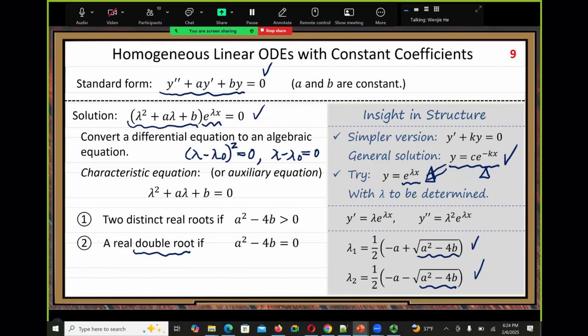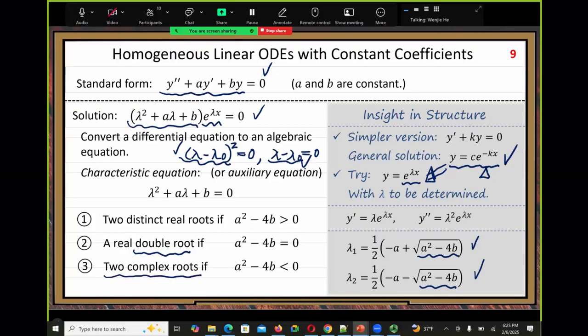For example, one property: if we take a derivative of the left-hand side, when you have a double root, its derivative still has that lambda 0 as a single root. But for the derivative of a single root, you don't have that root anymore. So that's one important difference between these two cases. All right. Case number 3, two complex roots, when a squared minus 4b is less than 0. So these are the 3 cases.